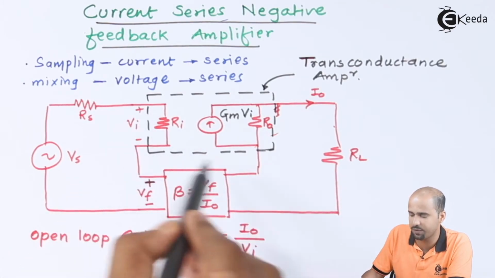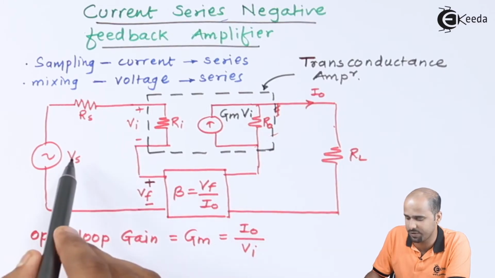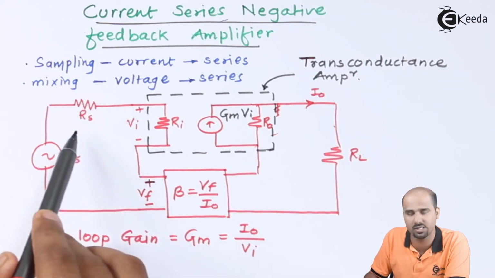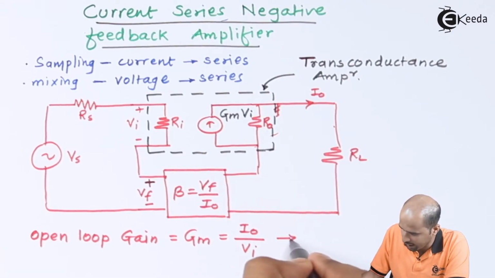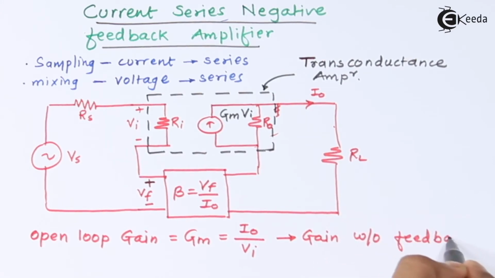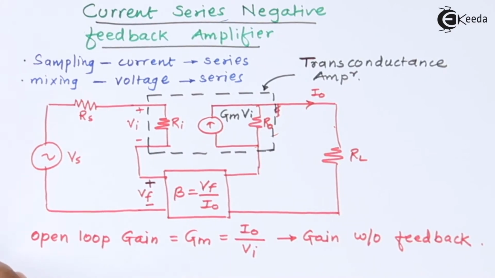If this particular feedback is not present, that means VF is equal to 0. If VF is equal to 0, VS itself acts as VI, because here I know that RS is very small in value. So this is the open loop gain, and this is also called the gain without feedback. Now we'll have to move ahead to find out the value of the gain with feedback.